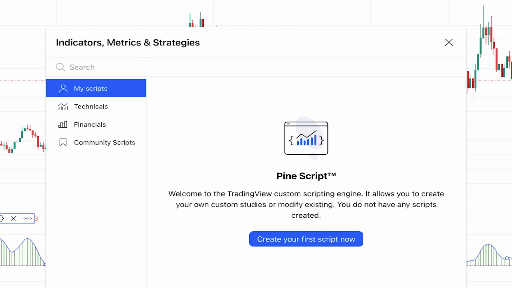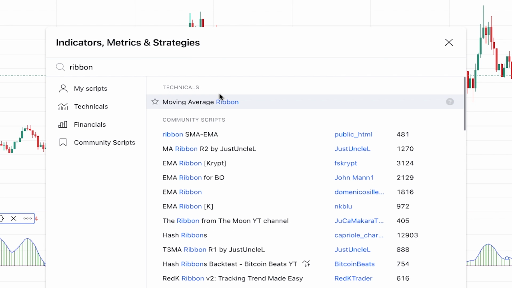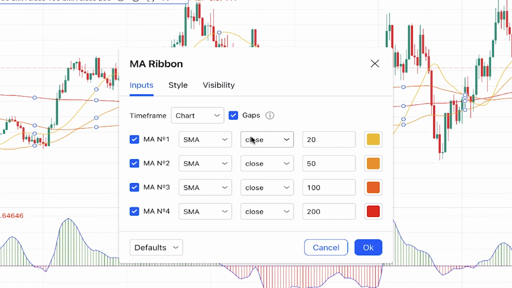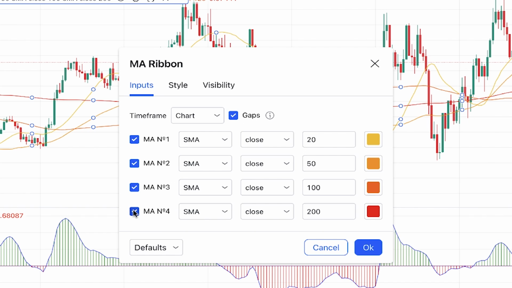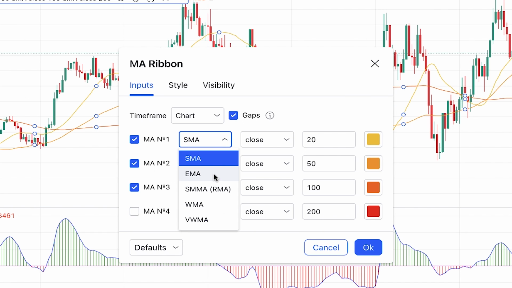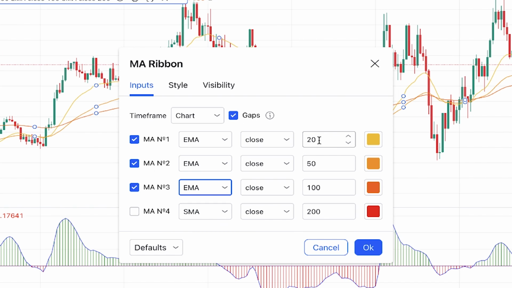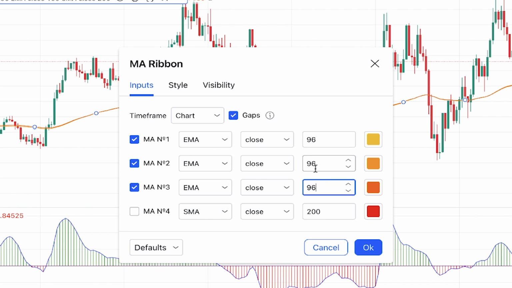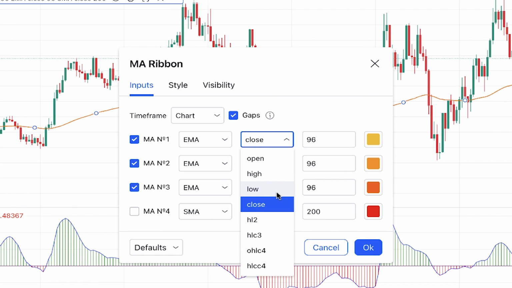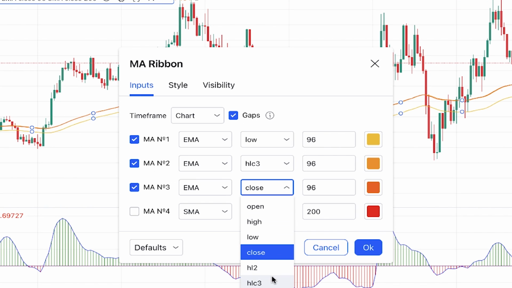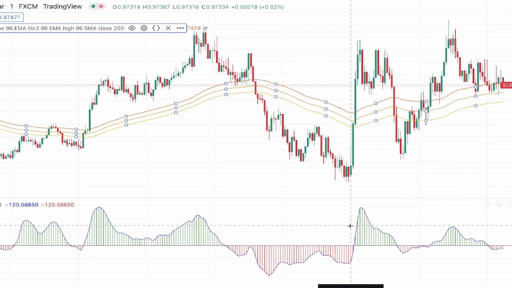And now we must add 3 exponential moving averages to our chart. An easier way is to add a ribbon to our chart, this one, so we can manage all of them here in the settings in one place. We need 3 moving averages, so we uncheck one of them. 3 of them should be exponential moving averages, so we set EMA for them. 3 of them should have lengths of 96. And the calculation for the first one should be based on low, for the second one based on HLC3, and for the third one based on high. We click on OK and it's done.